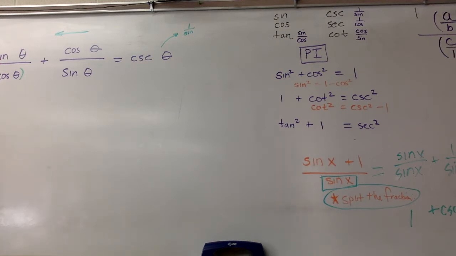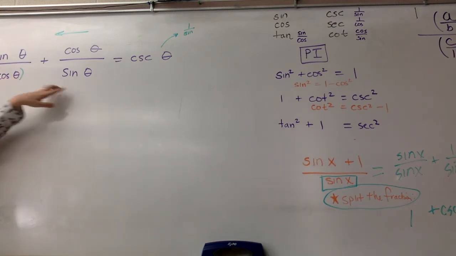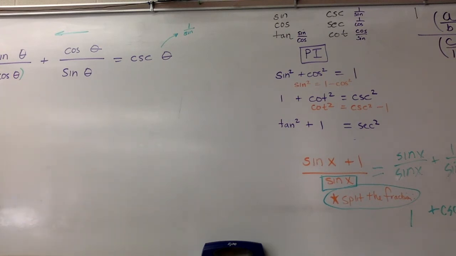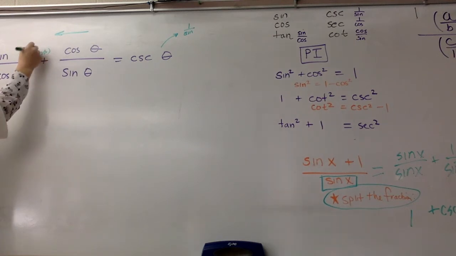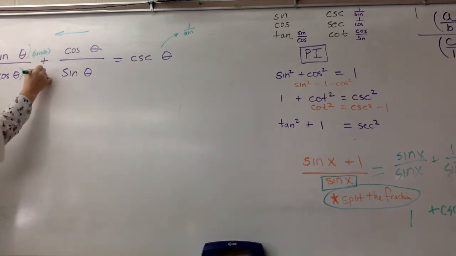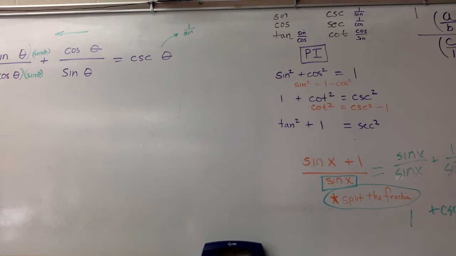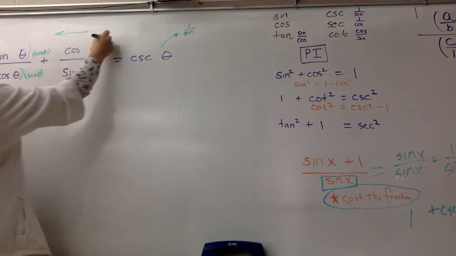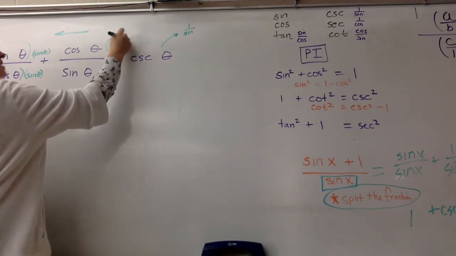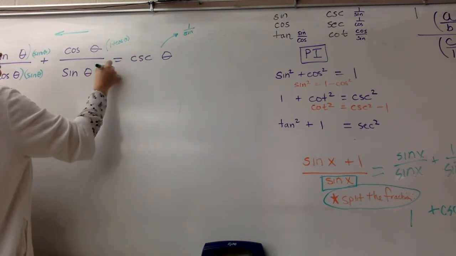What's the LCD? This times this, correct? So what do I need to multiply my first fraction by? Sine. So I'm going to multiply this by sine theta and this by sine theta. What do I need to multiply the second fraction by? 1 plus cosine theta. So this is going to be 1 plus cosine theta, and this is going to be 1 plus cosine theta.